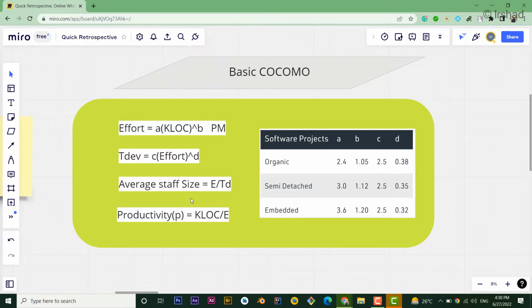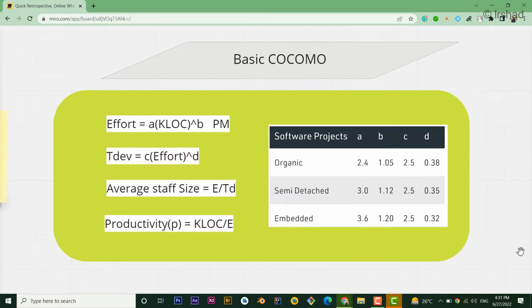After calculating the average staff size, or the average number of programmers, we multiply this number with the current rate and we will get the cost of the software. Because the average staff size includes the effort as well as the development time that we calculate from here. Now it will get clearer if we take an example.